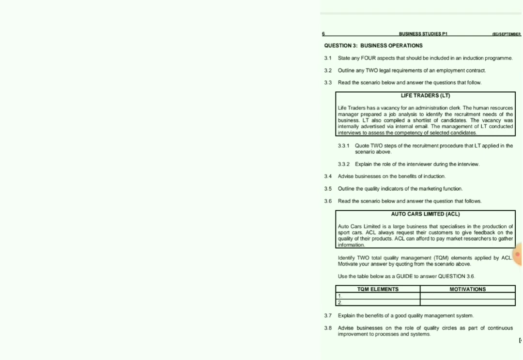Read the scenario below and answer the questions that follow. Okay, the scenario. Life Traders have a vacancy for an administration clerk. The human resources manager prepared the job analysis to identify the recruitment needs of the business. LT also compiled a short list of candidates. The vacancy was internally advertised via internal email. The management of LT conducted interviews to assess the competency of selected candidates.